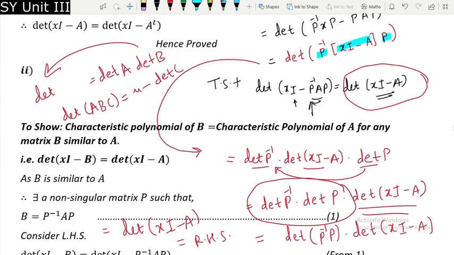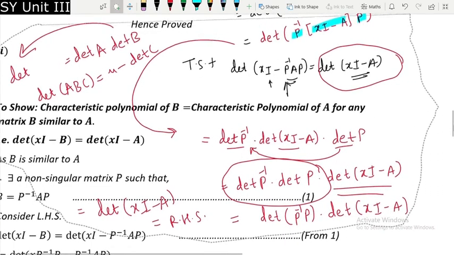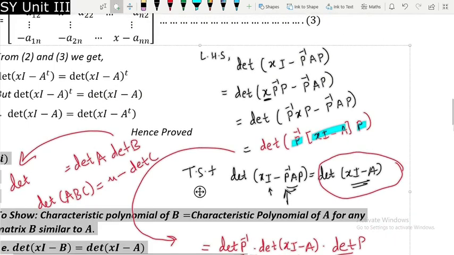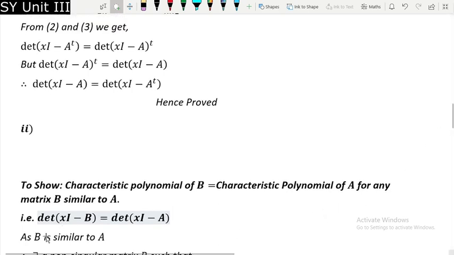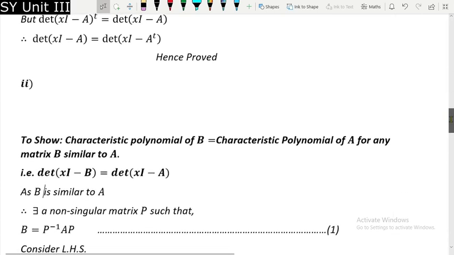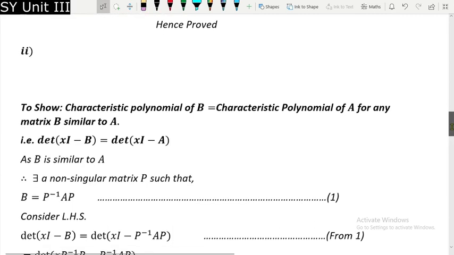Therefore we will say the characteristic polynomial of B is equal to the characteristic polynomial of A, where this B was similar to A. So now let us check it. Over here, as B is similar to A, there exists a non-singular matrix P such that B is equal to P inverse AP. So I have considered the left hand side of this, determinant of xI minus B, but B is P inverse AP.